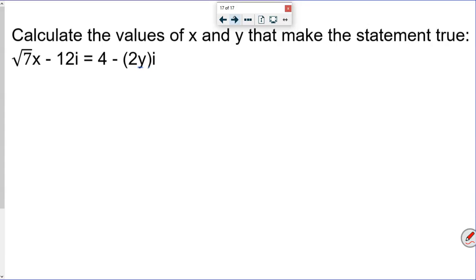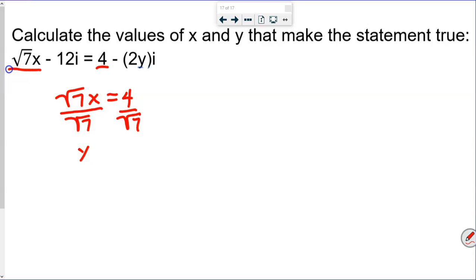So this is again where we're going to calculate our values of x and y that make the statement true. Real part to real part. So this is the square root of 7 times x equals 4. Going to divide both sides by the square root of 7. And so that gives us x equals 4 over the square root of 7.